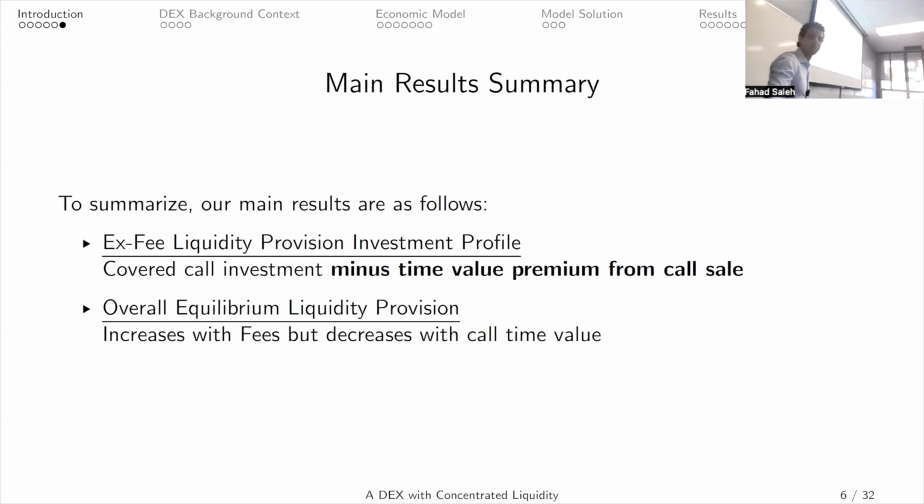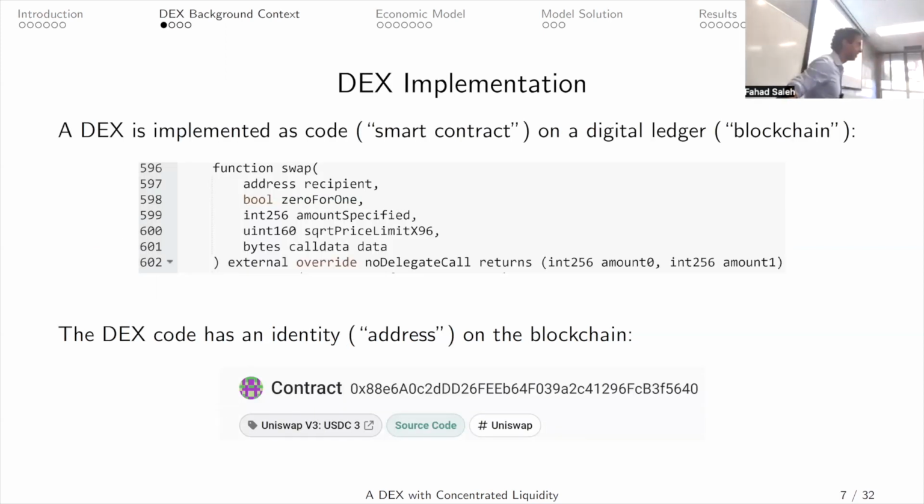Okay, so before I dig into the formal analysis, let me give a basic background on decentralized exchanges. First of all, what exactly is a decentralized exchange at a technical level? Well, at a technical level, it's just a bunch of code which is deployed on this digital ledger that we call a blockchain, okay? And so when you hear the term smart contract, all that is just a chunk of code deployed onto a blockchain, okay?